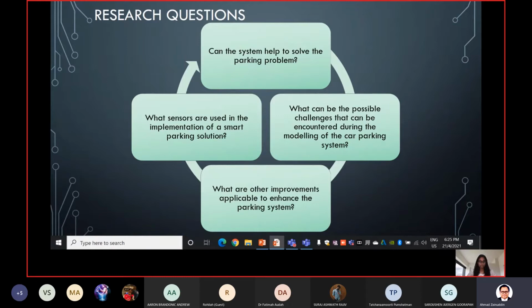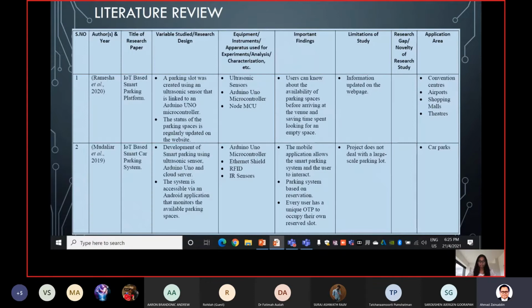Literature review. For the time being, I've chosen 5 papers from the year 2018 till 2020. According to Ramesha from the year 2020, the users will be able to find out about the availability of parking spaces before arriving at the venue, saving the time spent looking for an empty space. According to the second research paper, the parking system is based on reservations, and each user is assigned a unique OTP in order to occupy their own reserved slot.